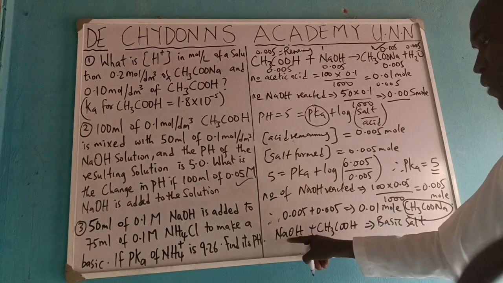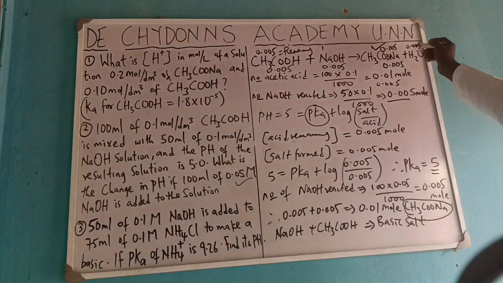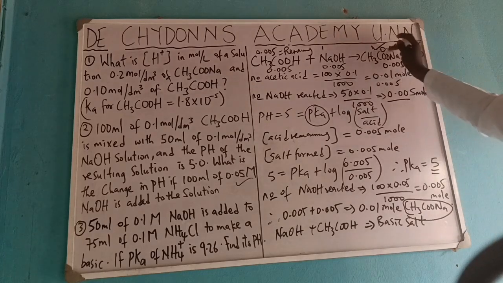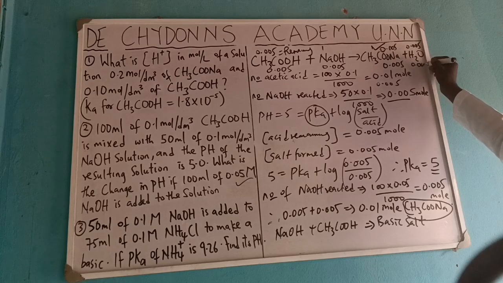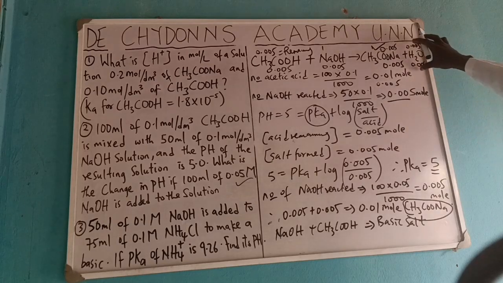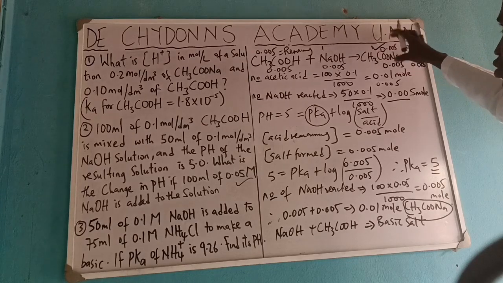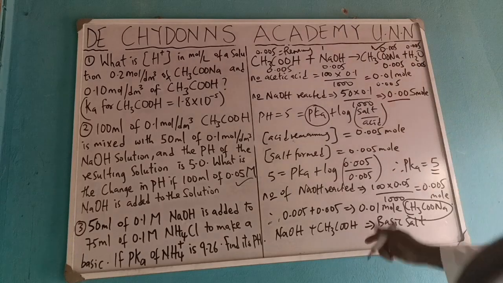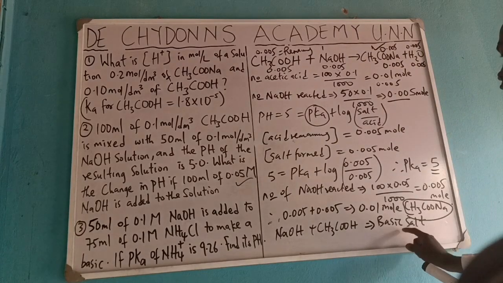Because the strong base will overshadow the weak acid, it will give you a basic salt. So the resultant of what we'll be having is a basic salt. So we have this form and another 0.005 of water form. So water is 0.001 total. The basic salt is also 0.001 because when you add this and this, it will give you what we have here.